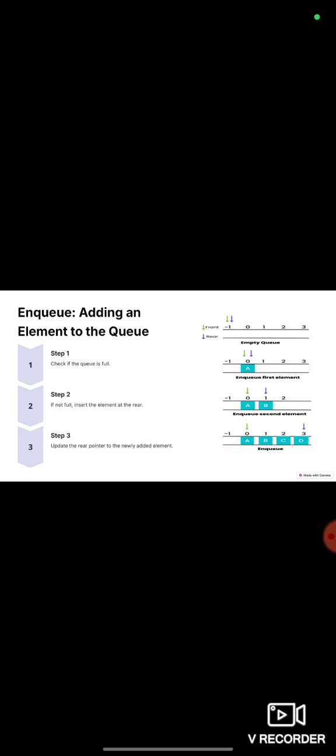Next we are going to see the NQ and DQ operations. First we see adding an element to the queue, that is NQ. Step 1, check if the queue is full. Step 2, if not full, insert the element at the rear. If the queue is full, we cannot add the element. Step 3, update the rear pointer to the newly added element. There are two pointers, front and rear. Front stores the first element, rear stores the last element.